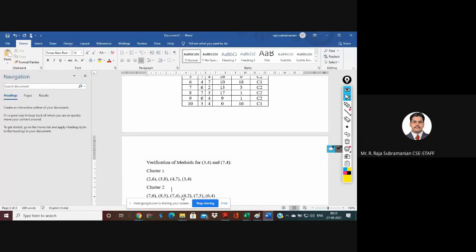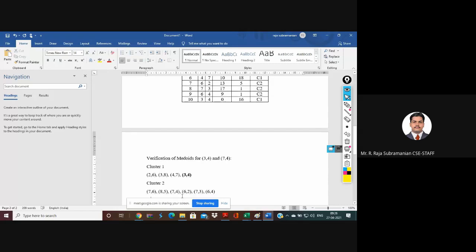Next, what we have to do: in this cluster, what is the initial cluster center we have chosen? That alone you highlight. So the initial cluster center chosen is going to be 3, 4. And in this group, the cluster center chosen is going to be 7, 4. Yes, they are good enough to form a cluster. That is not an issue here. They are good. But whether this 3, 4 and 7, 4 are good to form the medoid or not, that is what we are going to check.